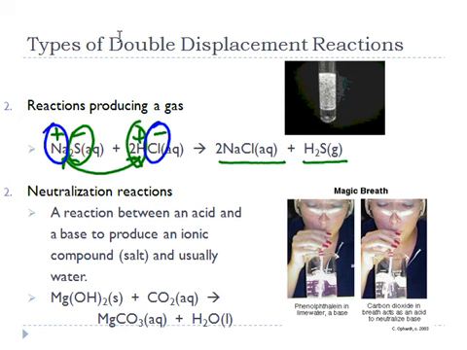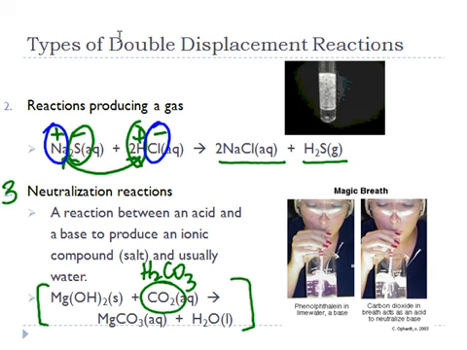The last one, and this should say number 3, is a neutralization reaction, which is a reaction between an acid and a base, produces an ionic compound, which is commonly referred to as a salt, and usually water. So for example, the example that's happening in this picture is this here. So the magnesium hydroxide is reacting with carbon dioxide and making magnesium carbonate and water. So what actually ends up happening is the carbon dioxide turns into a carbonate and makes that reaction happen, okay?